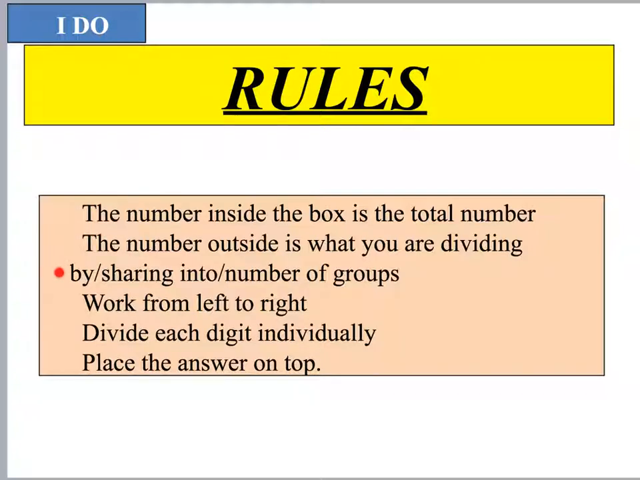The number outside the box is what you are dividing by, is what you are sharing into, or is the number of groups. It's easy to remember it as the number you are dividing by. When dividing, remember we work from left to right. That's different to when we're doing addition and subtraction, so that'll be a change for you. We divide each digit individually, and we place the answer on the top. They're the rules that you have to follow today.